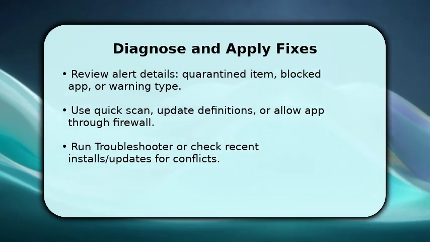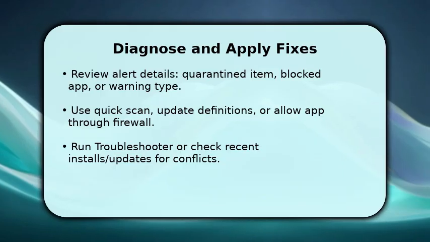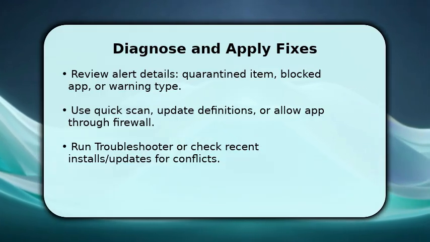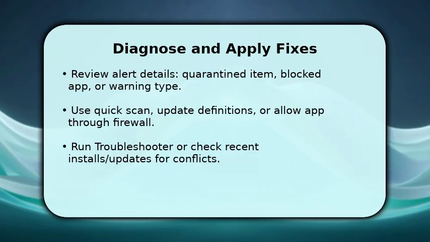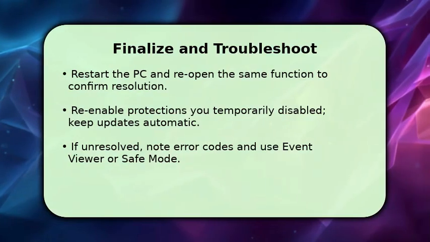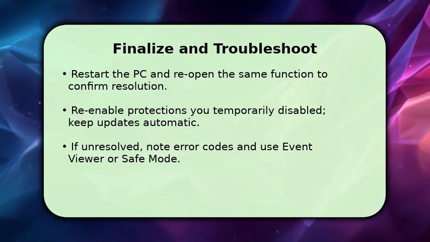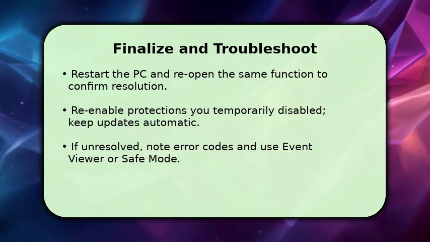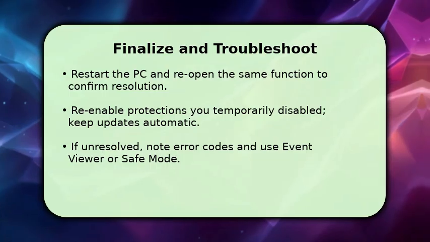Once you've adjusted settings, restart affected apps. If behavior persists, run Windows Troubleshooter to collect logs and guide the next steps. You finish by restarting the computer and reopening the function that triggered the alert to confirm it's gone. This ensures changes took effect.